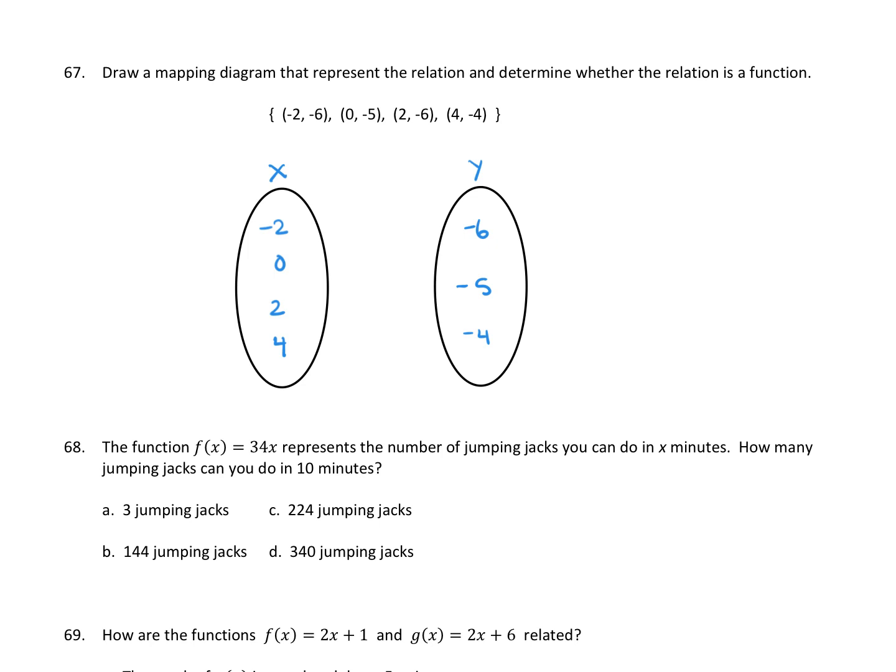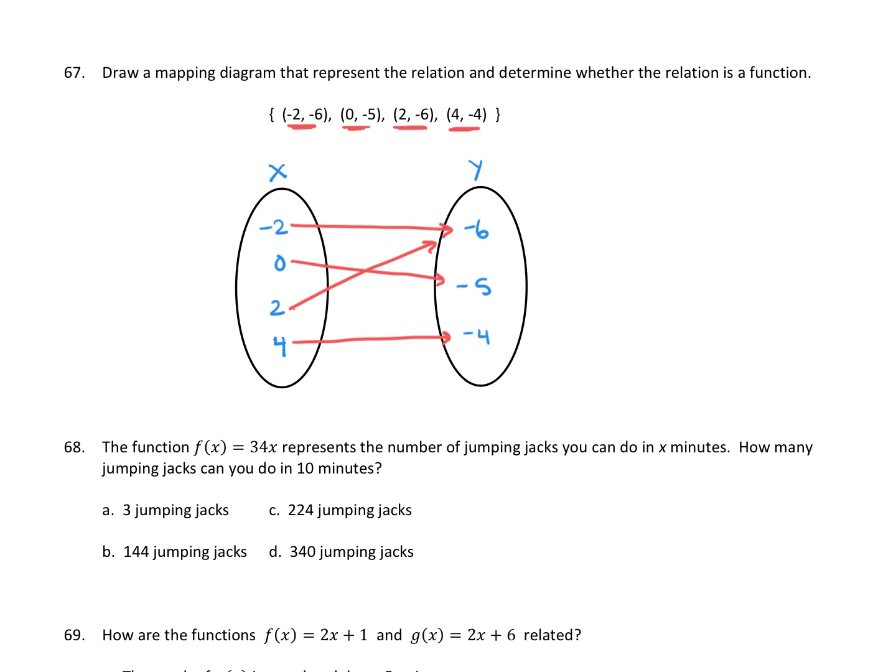All right, so what we're going to do now is map these. So the -2 will get mapped to the -6. All right, the 0 maps to the -5. The 2 will map to the -6. And the 4 will map to the -4. So there's our mapping diagram.